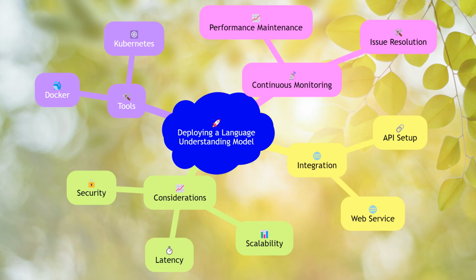Deploying a language understanding model involves integrating it into a production environment where it can be accessed by end users. This requires setting up an API or a web service that allows applications to interact with the model. Deployment also involves considerations for scalability, latency, and security. Tools like Docker and Kubernetes can help manage the deployment process, ensuring that the model runs efficiently and reliably in a production setting. Continuous monitoring is essential to maintain performance and address any issues that arise.